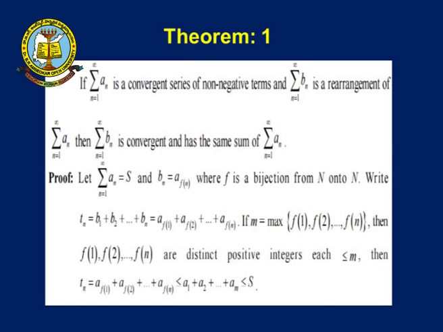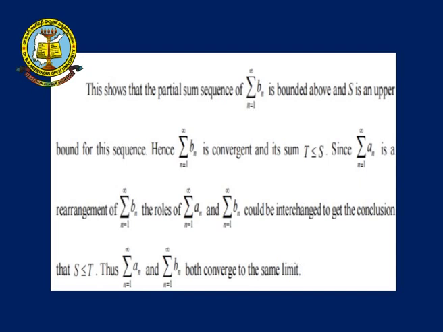Let m be the maximum of f of 1, f of 2, and so on up to f of n, which are distinct positive integers each less than or equal to m. Then tn, which is f of a1 plus f of a2 plus so on, is less than or equal to a1 plus a2 plus so on up to am, which is less than or equal to s. So it clearly appears bounded. Sigma bn is bounded and s is an upper bound of the sequence. So sigma bn is convergent and t is less than or equal to s. If I take sigma an as a rearrangement of sigma bn, it is an infinite series that is bounded, so it is clearly convergent. So sigma bn is convergent, sigma an is also convergent, and s is less than or equal to t.